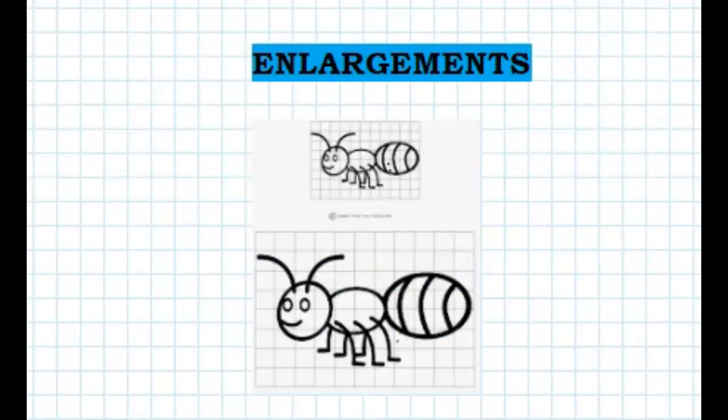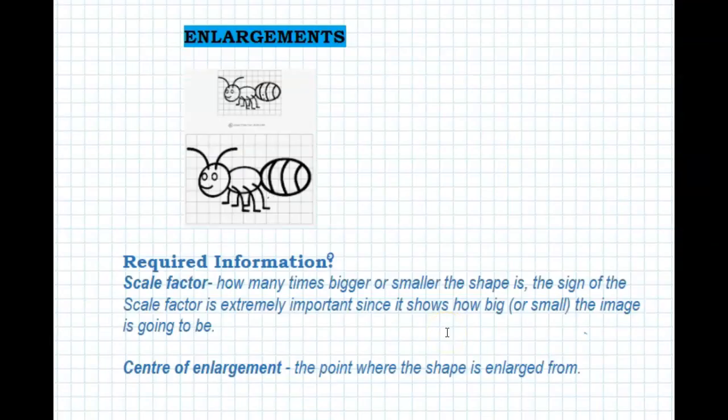Enlargements. Now this topic in math really refers to making something bigger or, believe it or not, smaller. So we need to have two values really, and those values are scale factor as one variable and the center of enlargement. Now the scale factor tells us how big or small the shape is. So the scale factor is a real number. It could be any value. It could be a fraction, it could be negative, positive, and so on. The center of enlargement tells us at what point the shape is going to be enlarged or even reduced from, right?